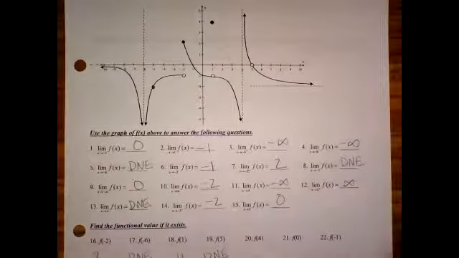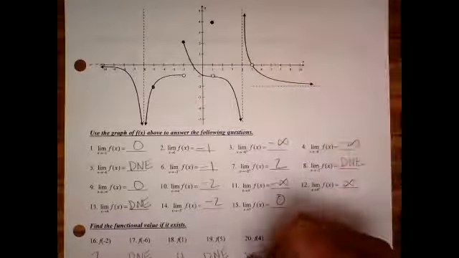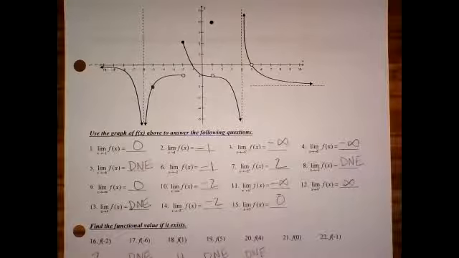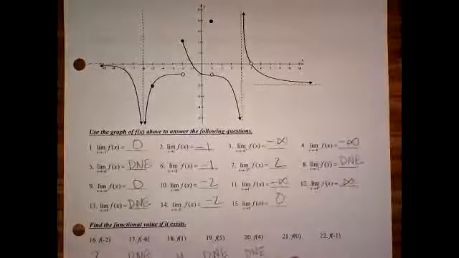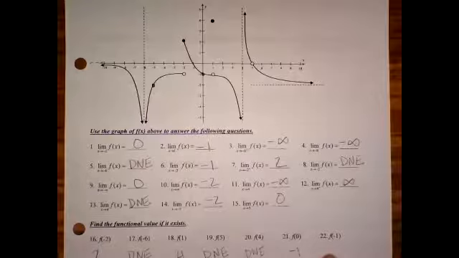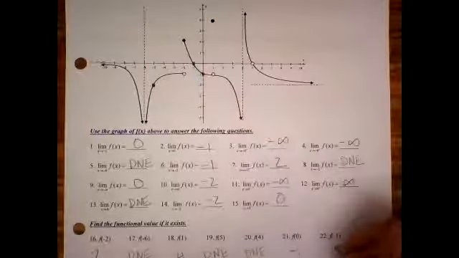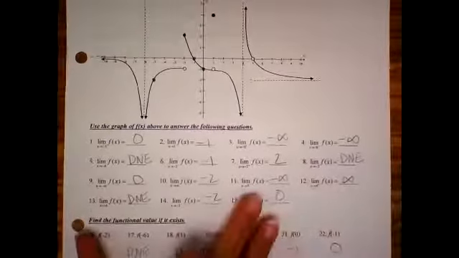All right, f of 5 does not exist. F of 4 does not exist. F of 0 is -1, and then f of -1 is 0. Oops, let me move that up.